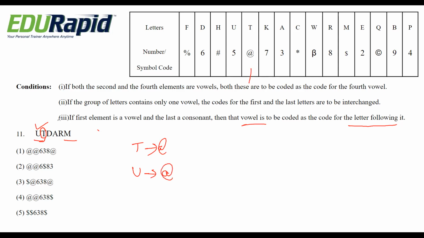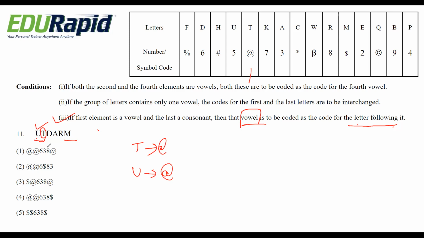So please read condition 3 again. If the first element is a vowel and the last one is a consonant, then that vowel is to be coded as the code for the letter following it. For the vowel U, the letter following is T. For T, from the table it is coded as at.